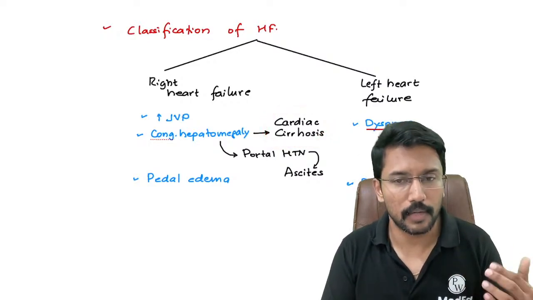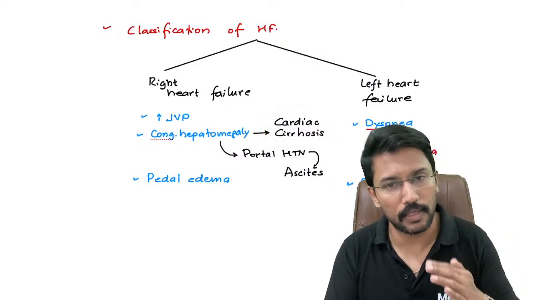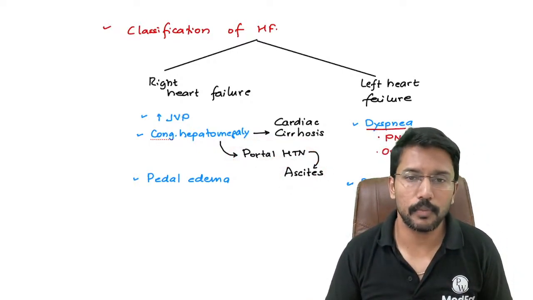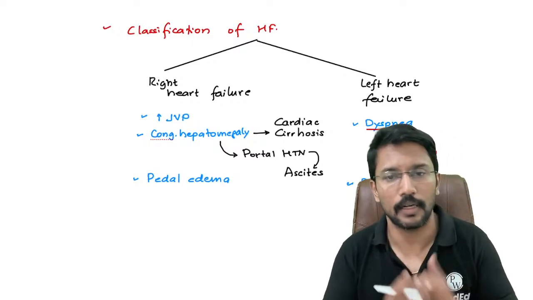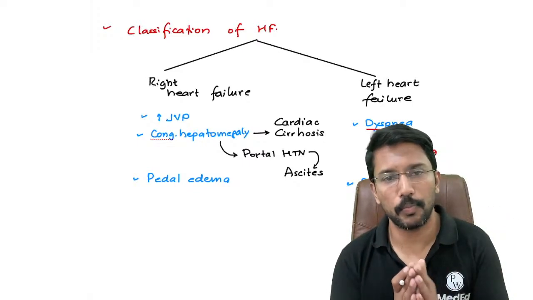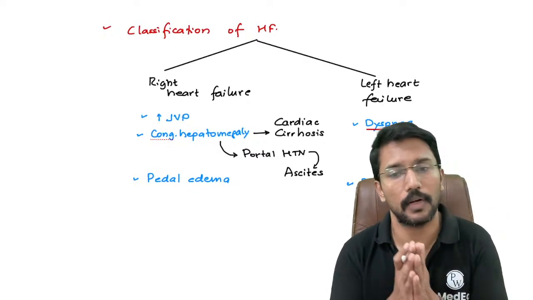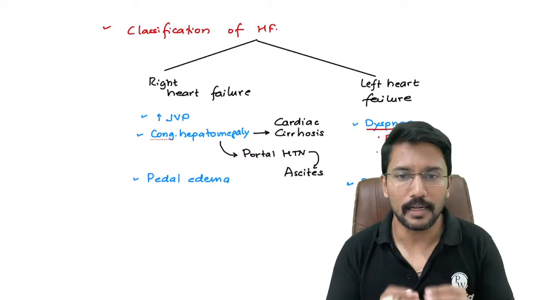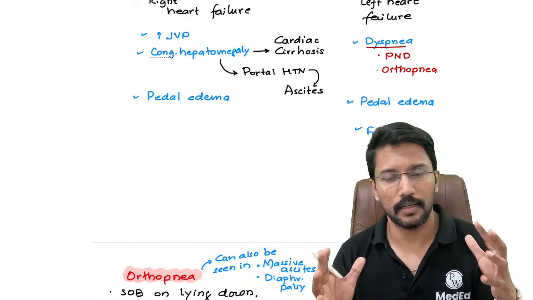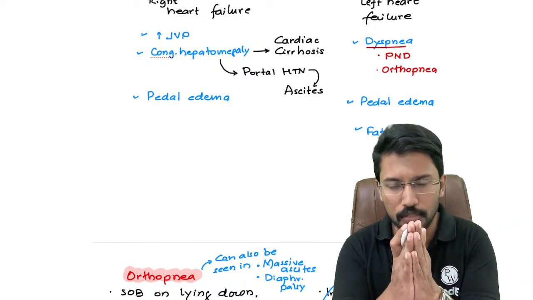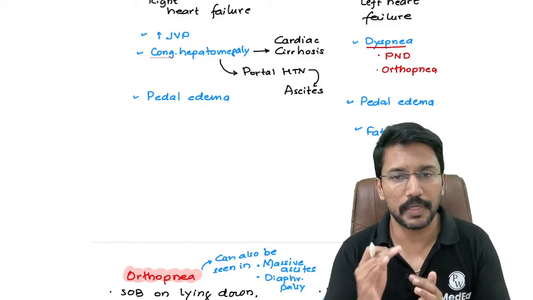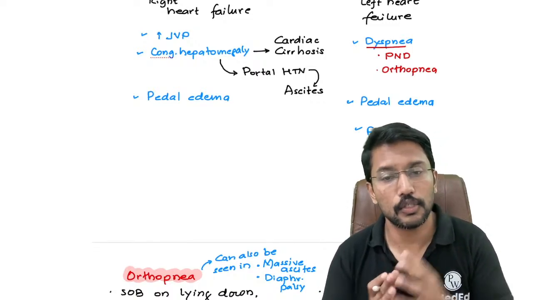If congestion of the liver happens, pressure inside the liver sinusoids is high, and eventually that will lead to portal hypertension and that can lead to ascites. Similarly, drainage of blood from the lower limbs through the inferior vena cava into the right atrium will be impaired and that will lead to pedal edema. So that is why classically raised JVP, congestive hepatomegaly and pedal edema are considered features of right heart dysfunction. If the left side of the heart fails, whether the left ventricle is not able to generate sufficient force of contraction during systole or not able to relax well to receive the blood during diastole, the final outcome is that pressure inside the left atrium increases and that leads to congestion of the lungs.